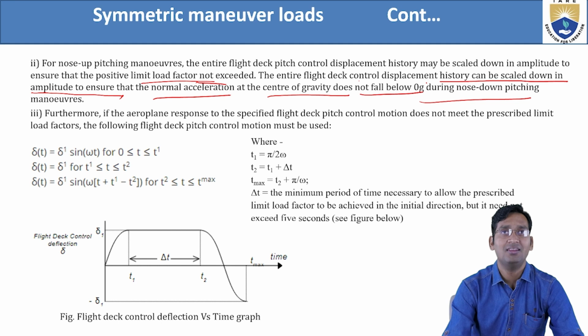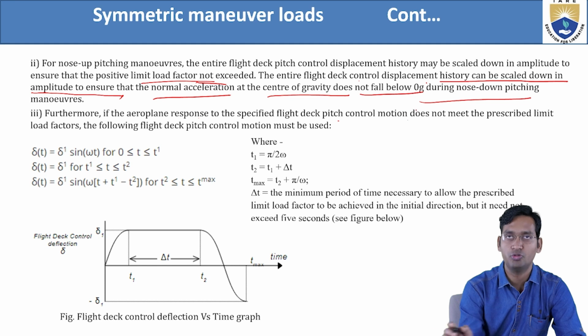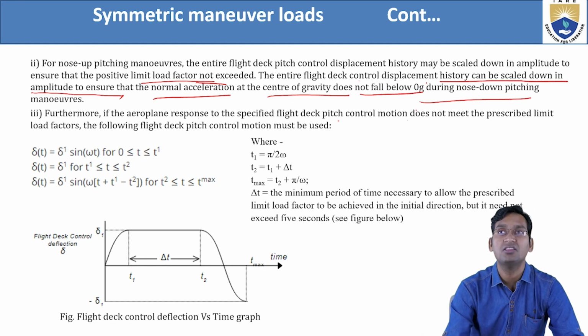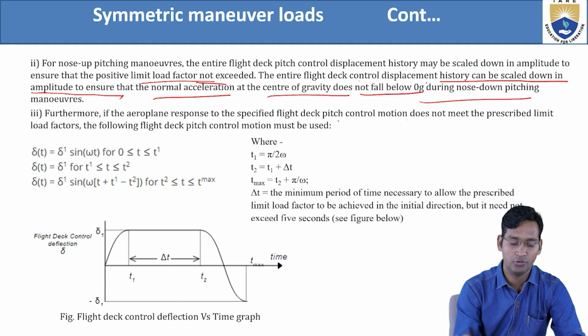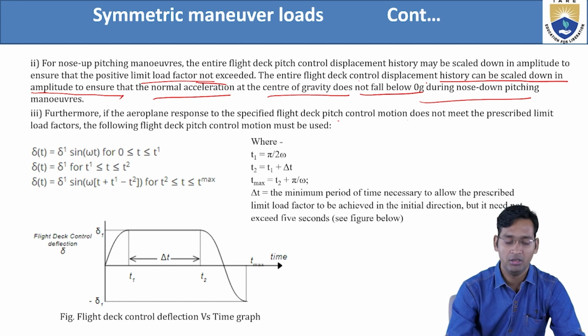Furthermore, if the aeroplane responds to the specified flight deck pitch control motion and does not meet the prescribed limit load factor, so that time what happened? Whatever the prescribed limit load factor is, that is not being met. The following flight deck pitch control motion must be used. That time what happened? This one.